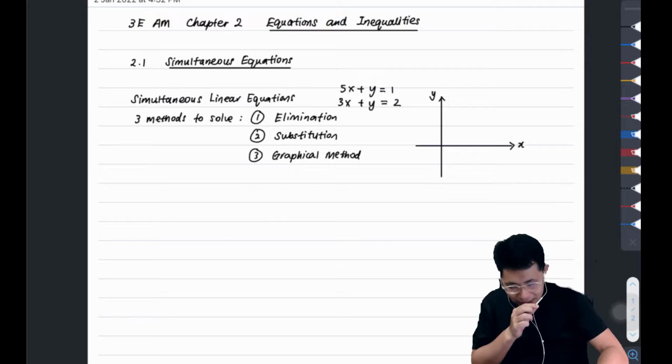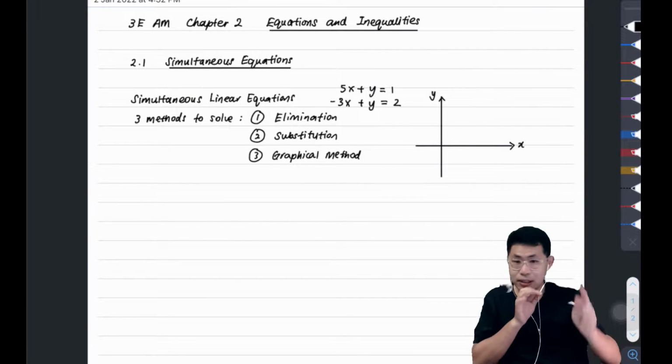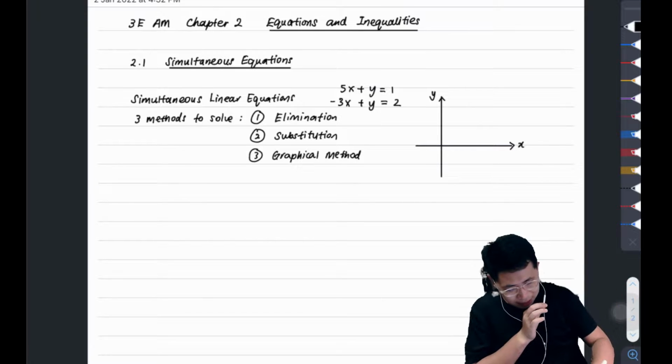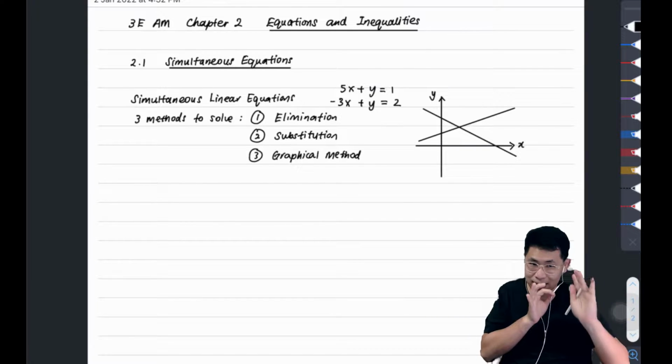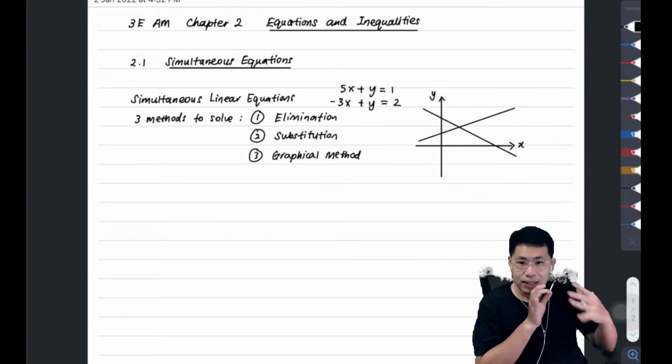Okay, so let's say I have something like this, and we have 2 graphs. We will need to draw 2 straight lines because these are linear graphs. I'm just approximating. These are not the exact values. I'm just roughly drawing the case for you.